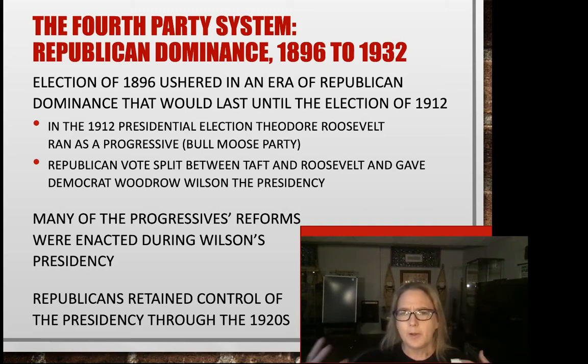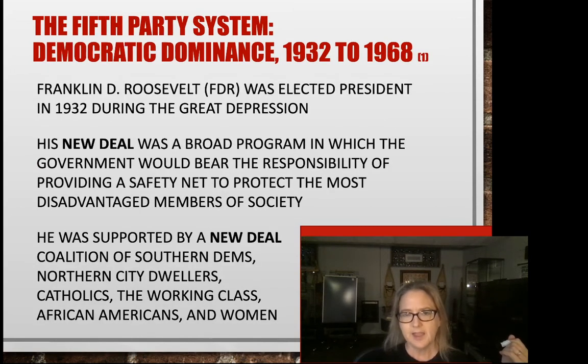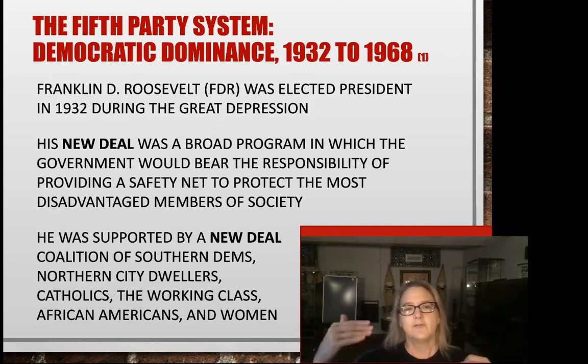The Republicans are going to retain control of the presidency through the 1920s, and the next major realignment you're going to get is in 1932 with the Great Depression. And that shift brings us to the fifth party system and the Democratic Party taking dominance from 1932 to 1968. In 32, you get the rise of another Roosevelt. Franklin Delano Roosevelt, known as FDR.